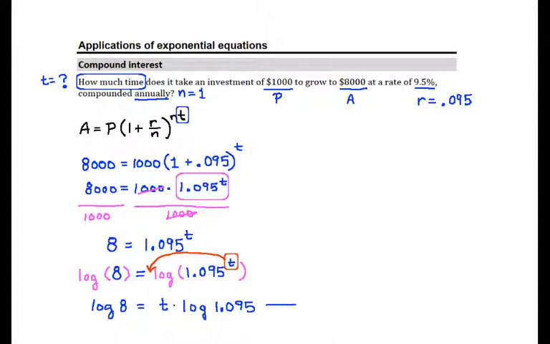And now we can solve this for t. This is just a linear equation at this point. We can solve this for t by dividing both sides by the log of 1.095 so that we get t equals log of 8 divided by log of 1.095. And I am ready at this point to put this into my calculator.